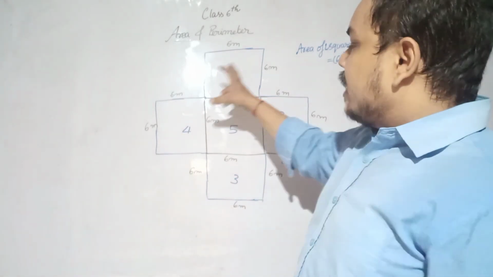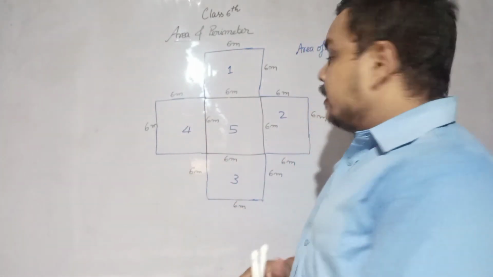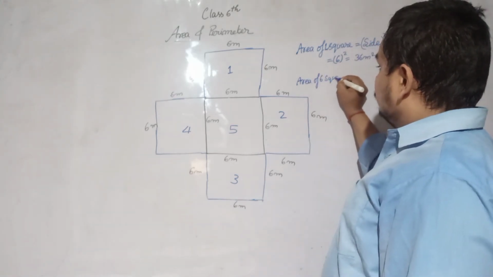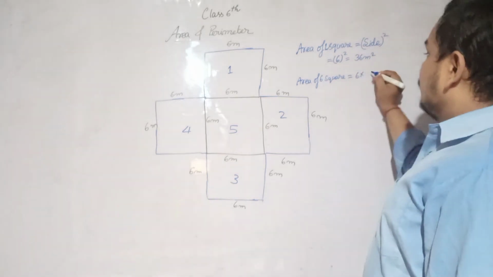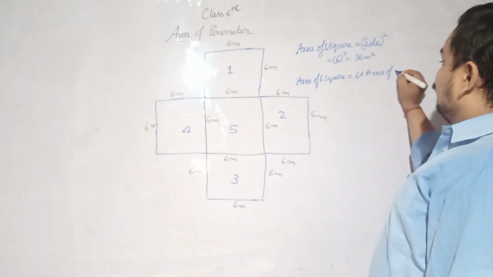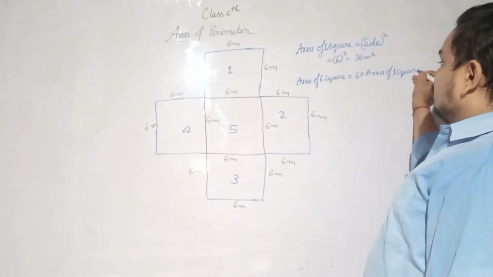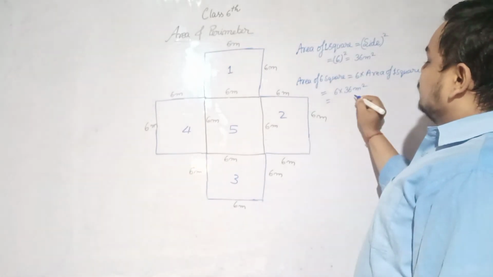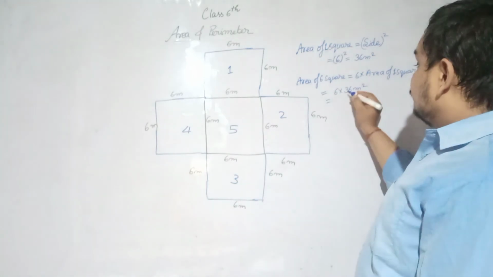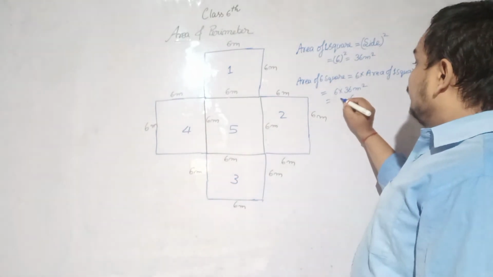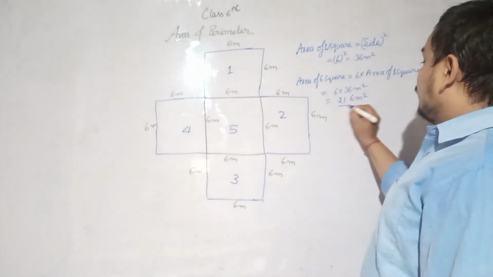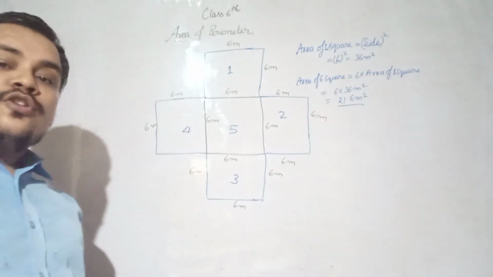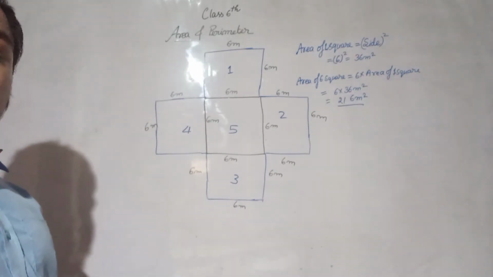And whenever we have to find all 6, then area of 6 squares is equal to 6 multiplying with the area of 1 square. So it became 6 multiplying with 36 meter square. It became 6 6s are 36, 3 6s are 18, 18 and 3 is 21, so 216 meter square. This was the last question of this exercise. You can complete your copy with the help of this video.